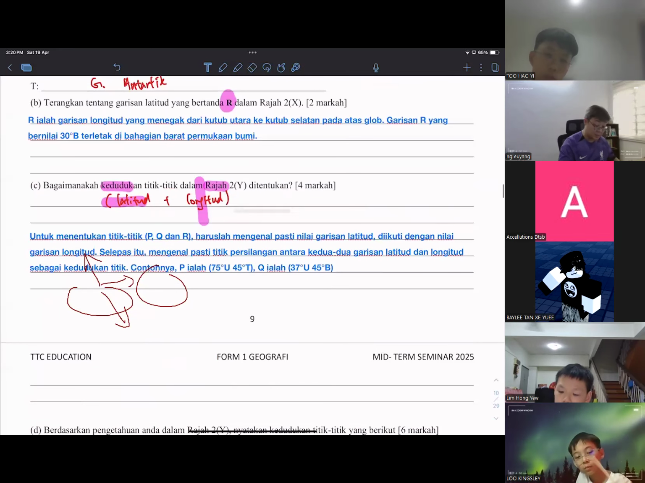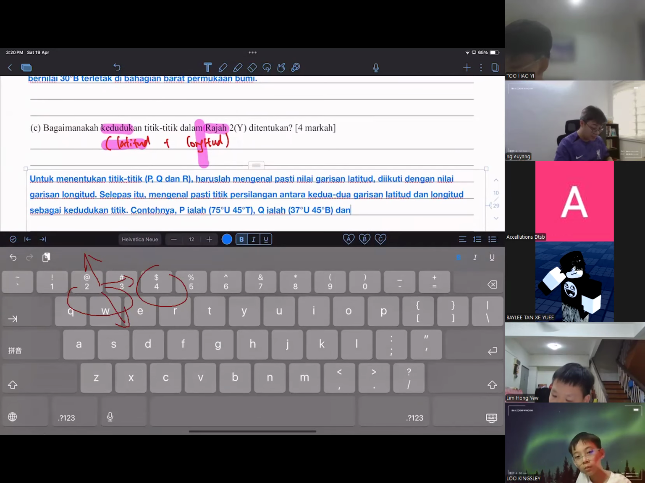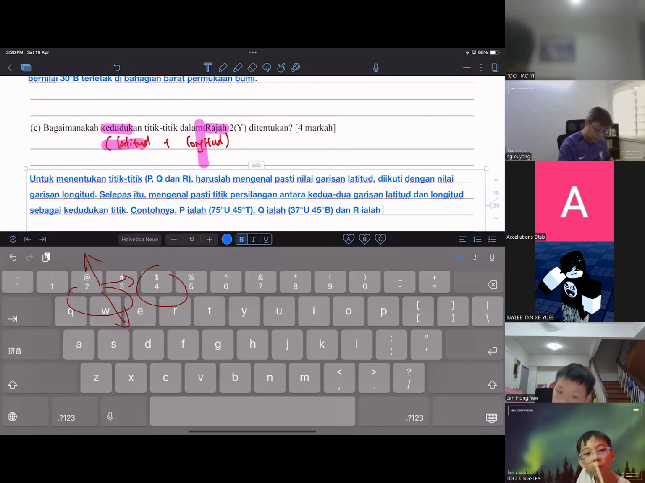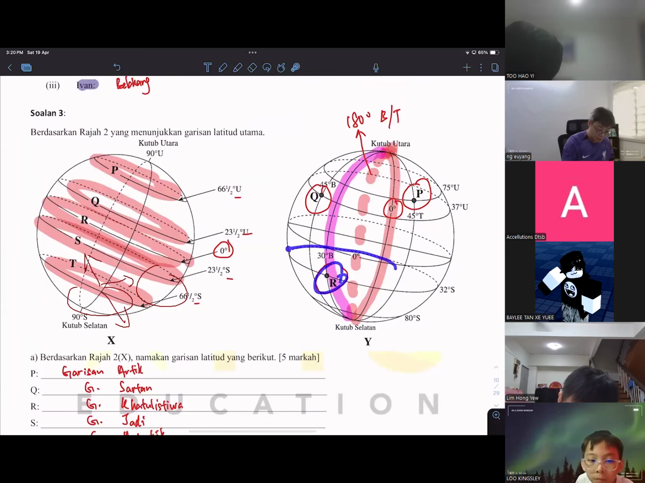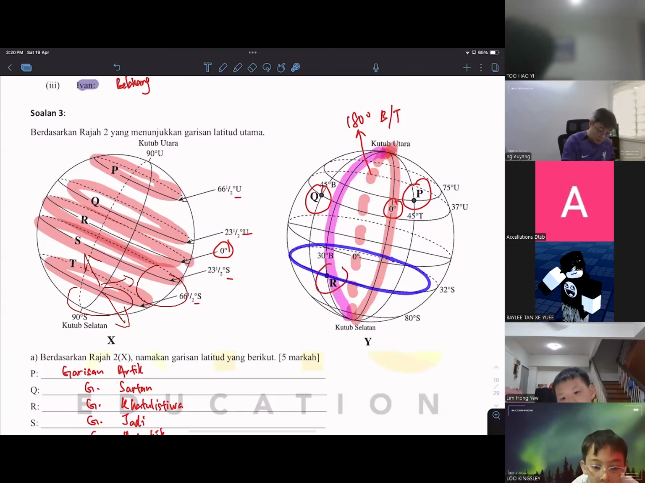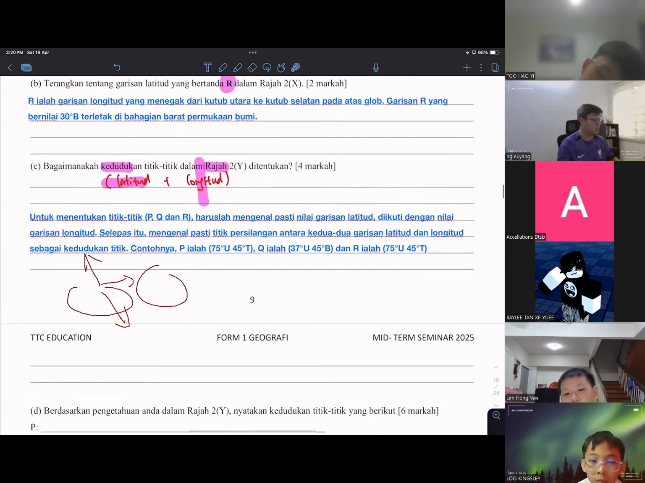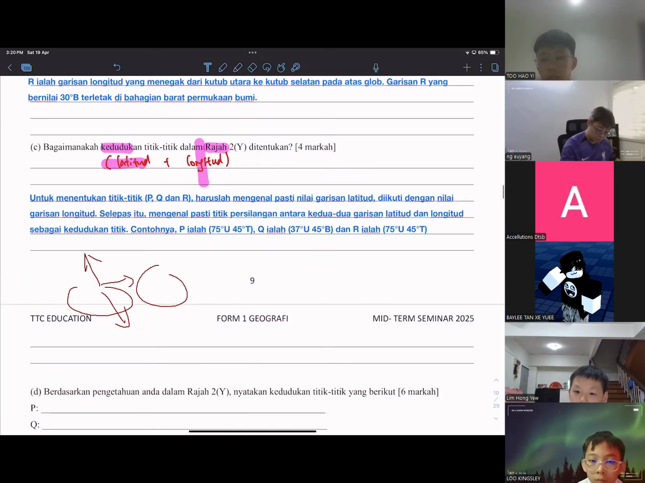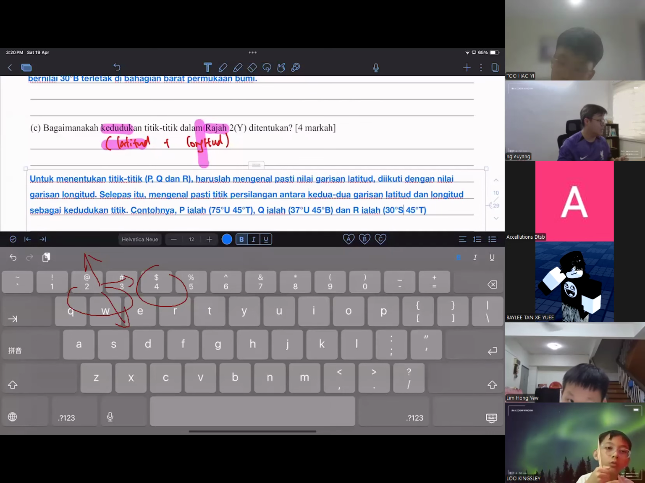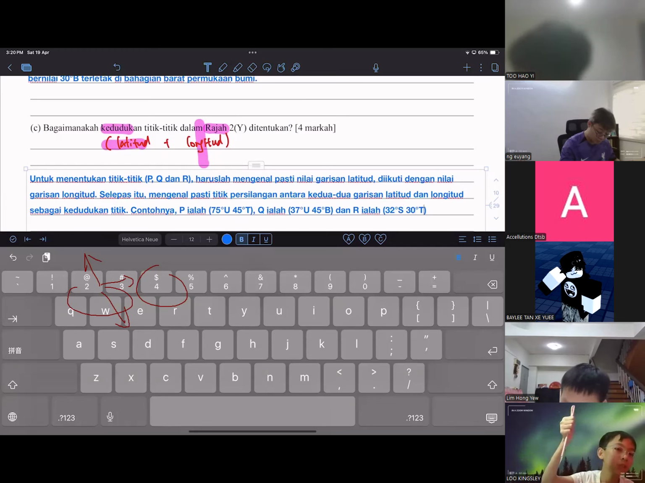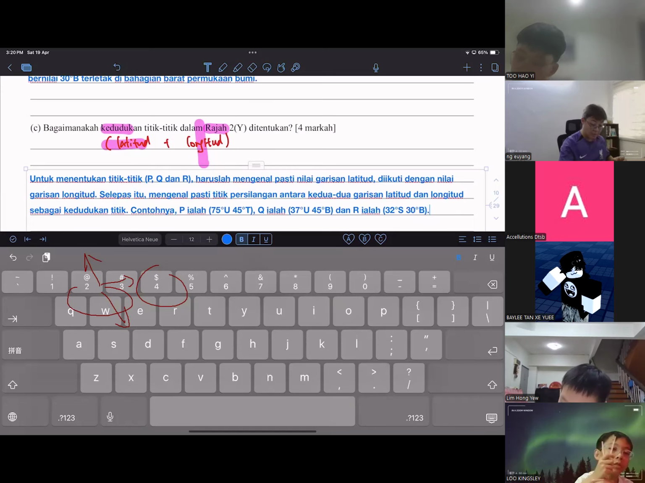So the last kedudukan will be the titik R. Can anyone tell me the readings kedudukan for R? I'll show you guys latitude first and then longitude later. So latitude is 32 degree south and then 30 degree west. So 32S, 30B. So that's your 4 marks here.